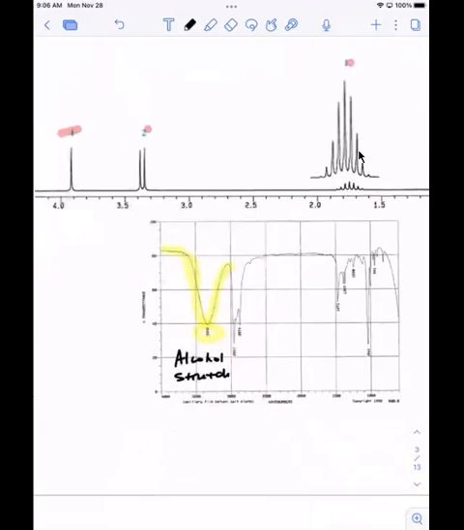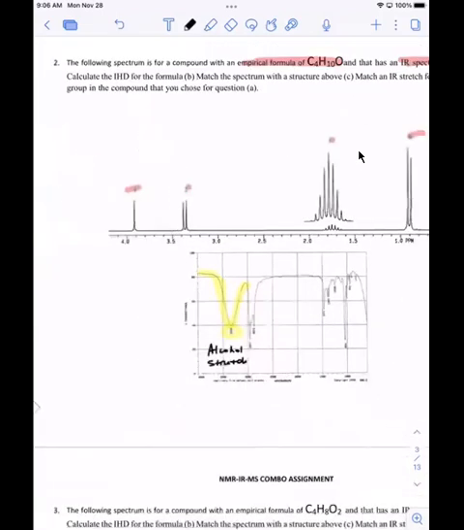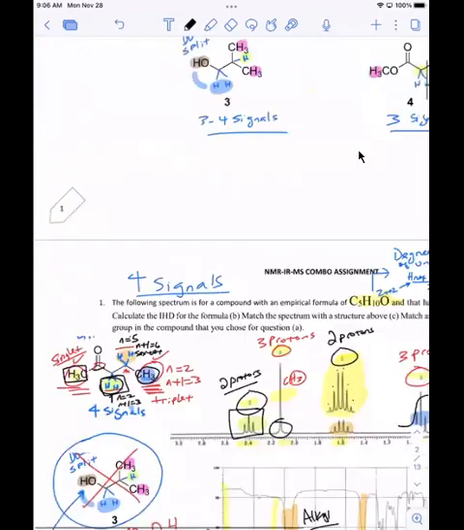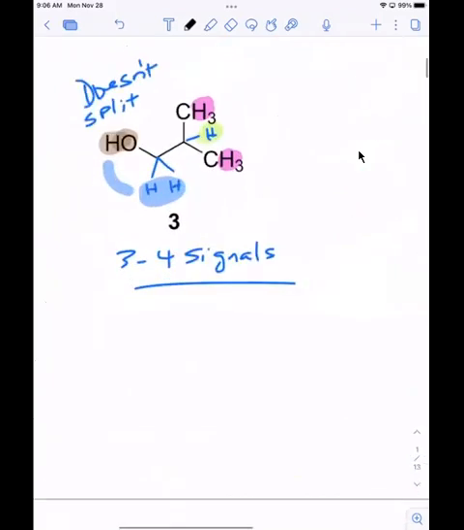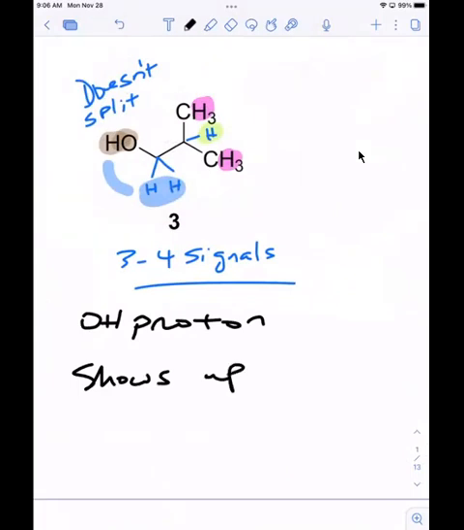So we got 4 signals, and one of the functional groups present is an alcohol. So let's go back up to here to our choices. We only have 1 alcohol up here, right? And we said it could be 3 to 4 signals when we first started doing this, based on the fact that the OH proton doesn't always show up, right? It depends on the field strength of the magnet and so on and so forth.